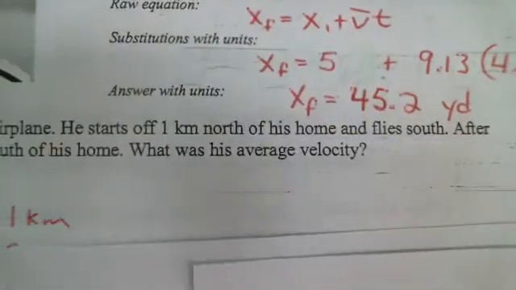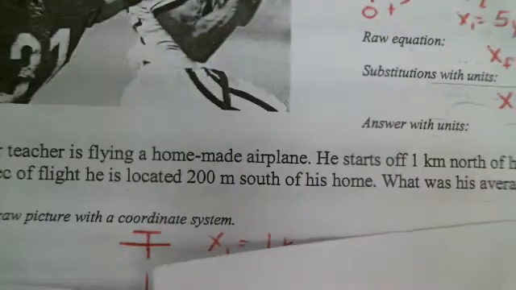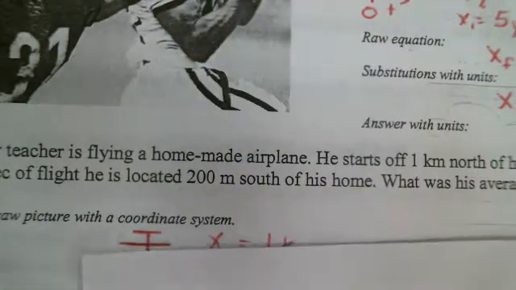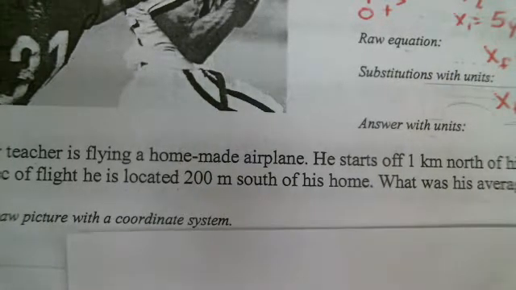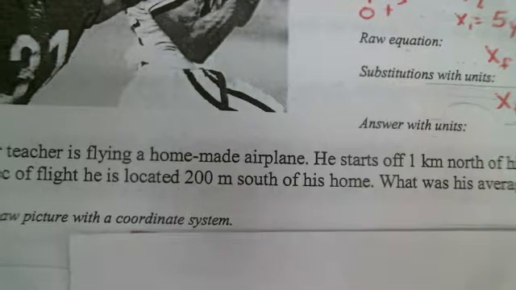Number 4. Your teacher is making a flying homemade airplane. He starts off 1 kilometer north of his home and flies south. After 60 seconds of flight, he's located 200 meters south of his home. What was his average velocity?